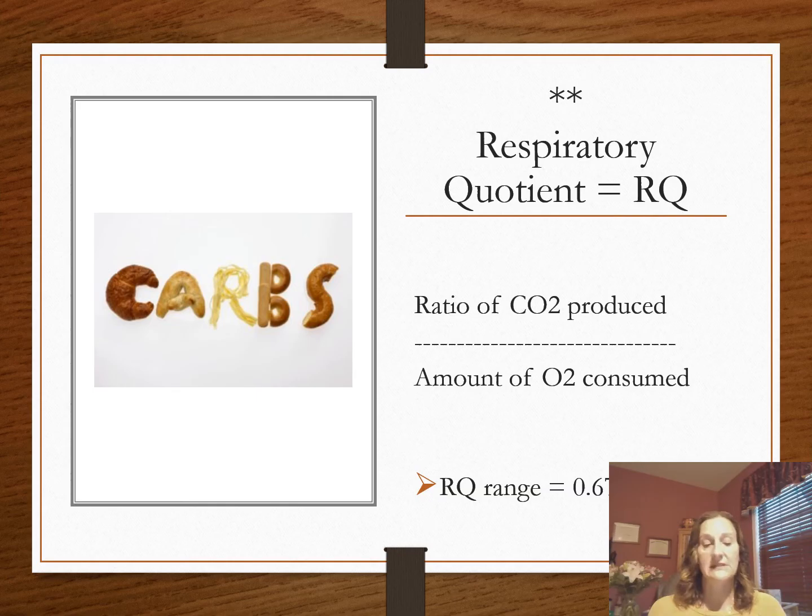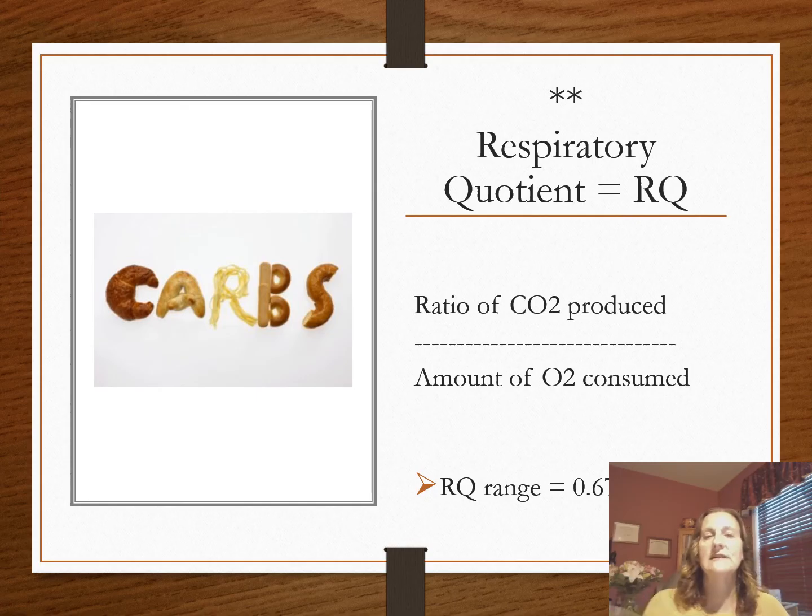Carbohydrate metabolism: carbs produce the highest amount of carbon dioxide and therefore the highest RQ, so that's not a good thing. Hopefully you'll be able to identify food sources with that high RQ, which are foods that are high in carbohydrates, and the goal is to decrease that RQ, especially in these patients, especially for patients with COPD.